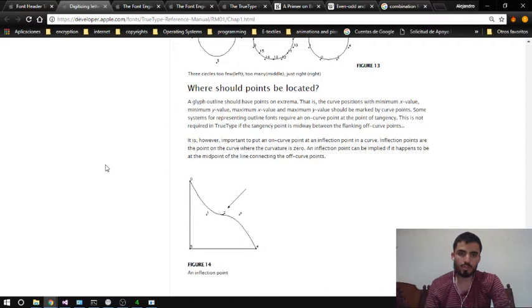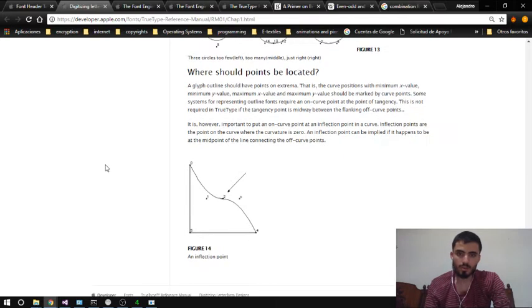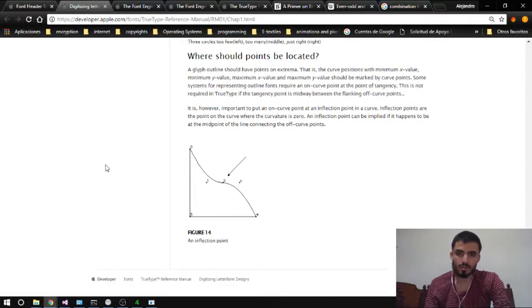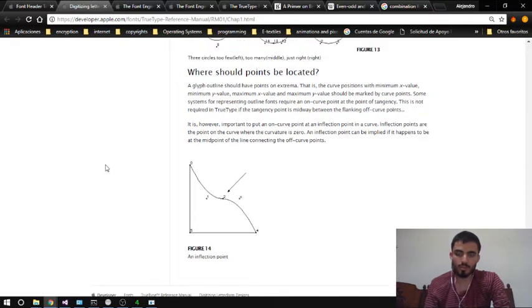Where should points be located? The glyph outline should have points on extrema, that is, the curve positions with minimum x value, minimum y value, maximum x value, maximum y value. Some systems for representing outline points require another curve point of tangency.